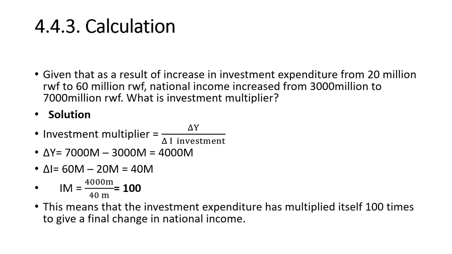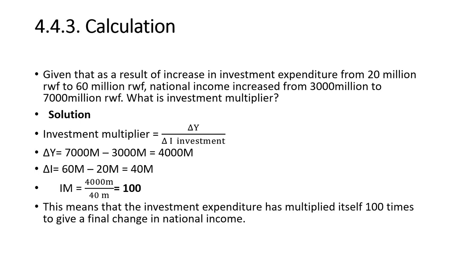There are some calculations that help us understand more how we can calculate multipliers, either the government multiplier, investment multiplier, consumption multiplier, and so on. But we have an example. Given that as a result of an increase in investment expenditure from 20 million to 60 million, national income increased from 3,000 million to 7,000 million. What is the investment multiplier?